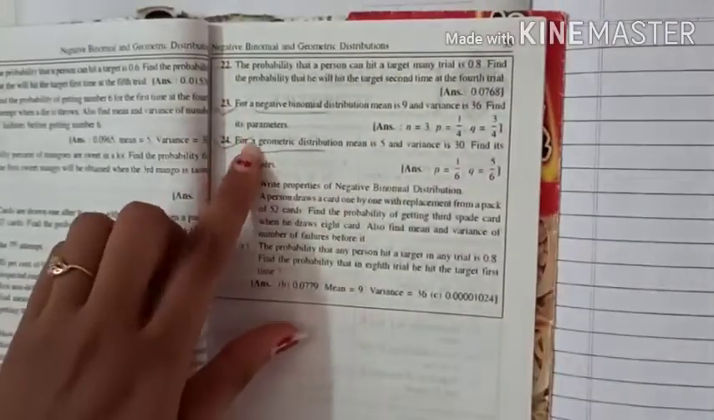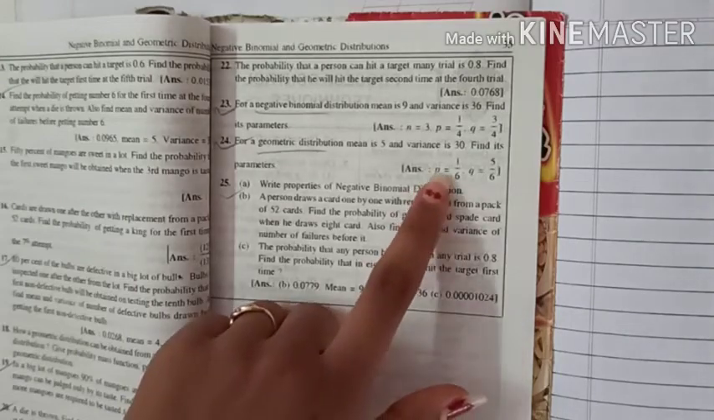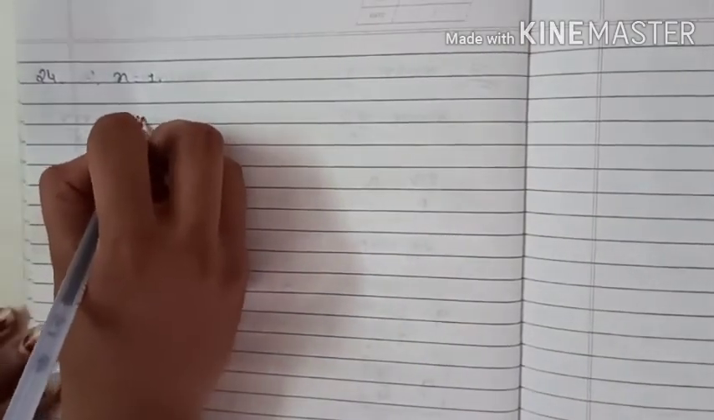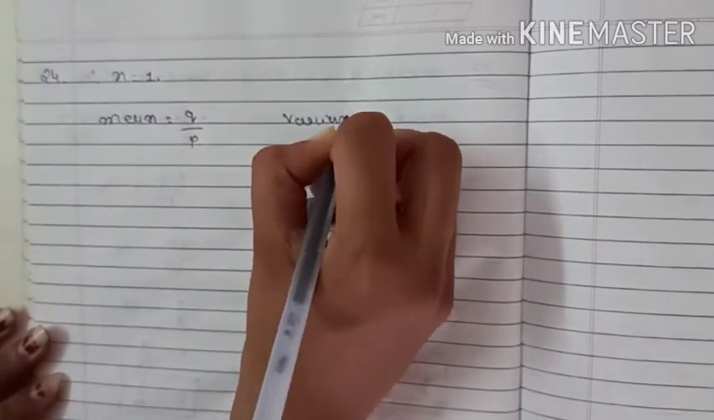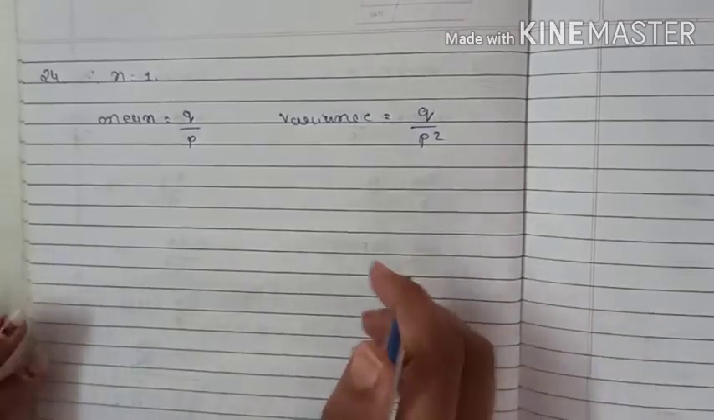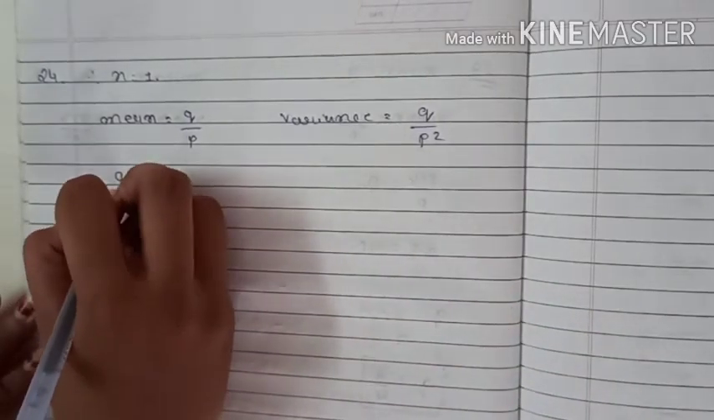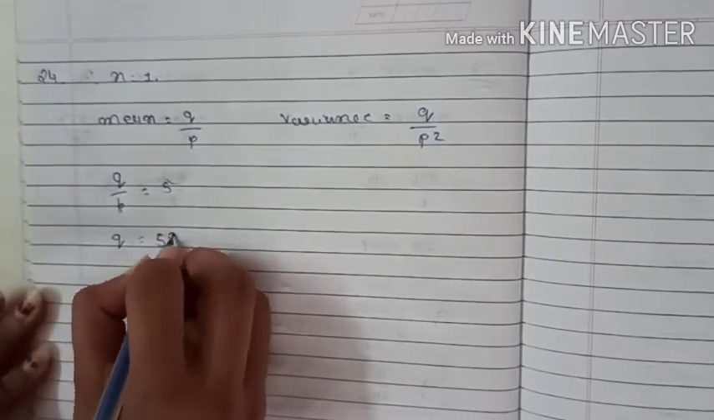Let's solve practical number 24. For the geometric distribution, mean is 5 and variance is 30. Find its parameters. For the geometric distribution, the parameters are P and Q. So for the geometric distribution, we know N is equal to 1. What is the formula of mean? Mean is equal to Q upon P and variance is equal to Q upon P squared. Mean is given as 5, so Q by P is equal to 5. So Q will become 5P.